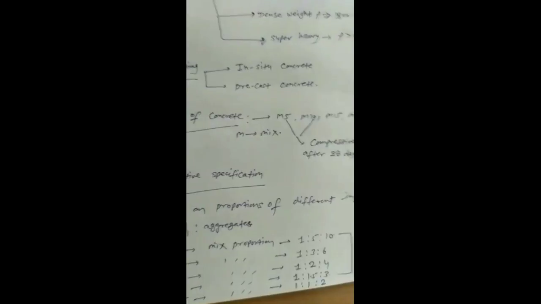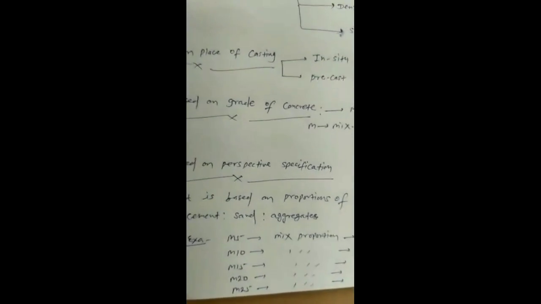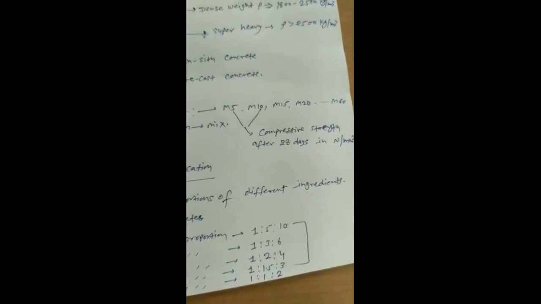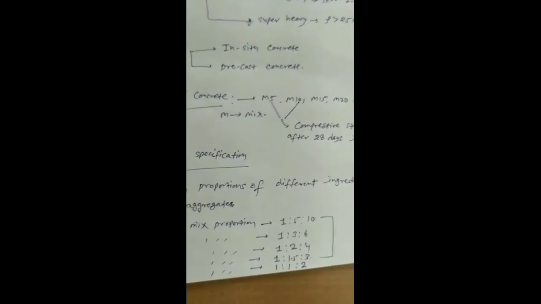First is M5. In M5, the mix proportion of cement, sand, and aggregate is 1 to 5 to 10. Okay, it is also important for objective questions. They ask directly what is the proportion of cement, sand, and aggregate in M10 or in M5. In M10, the proportion of cement, sand, aggregate is 1:3:6.